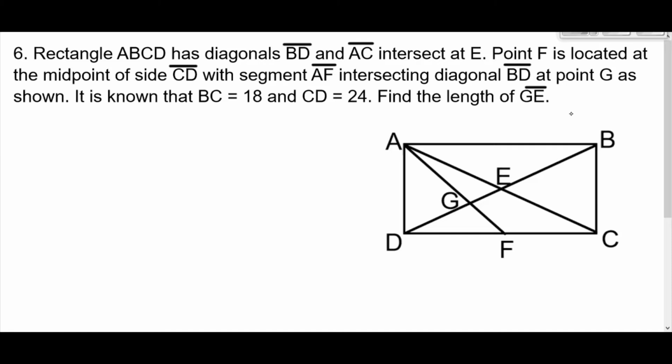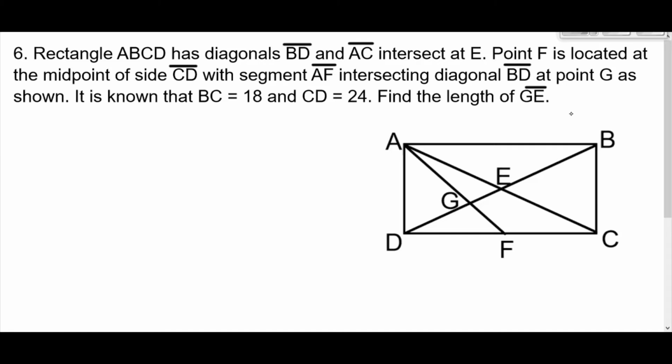So let's see, question number 6. Rectangle ABCD has diagonals BD and AC intersect at E. Point F is located at the midpoint of side CD, and segment AF intersecting diagonal BD at point G, as shown. It is known that BC is 18 and CD is 24. We want to find GE.